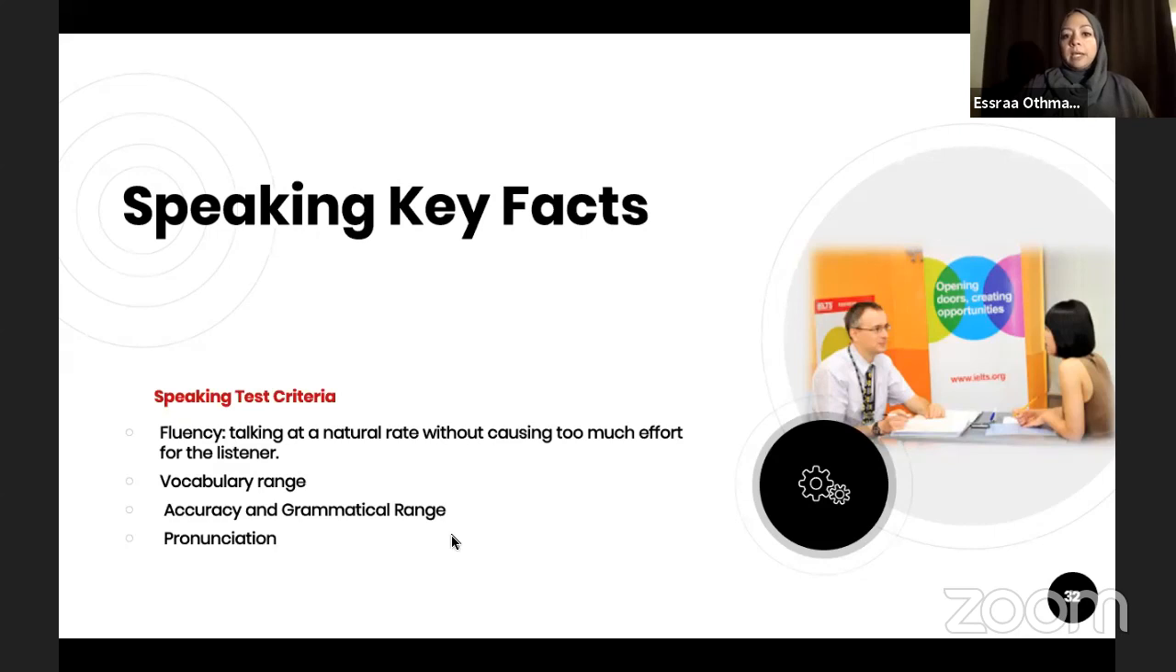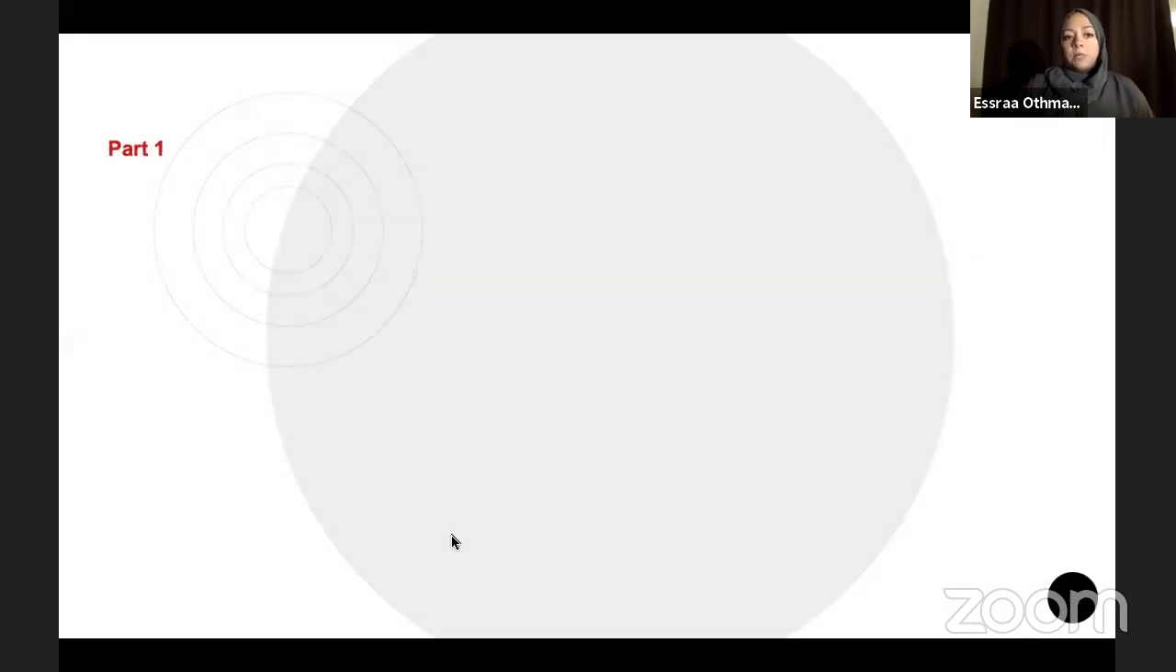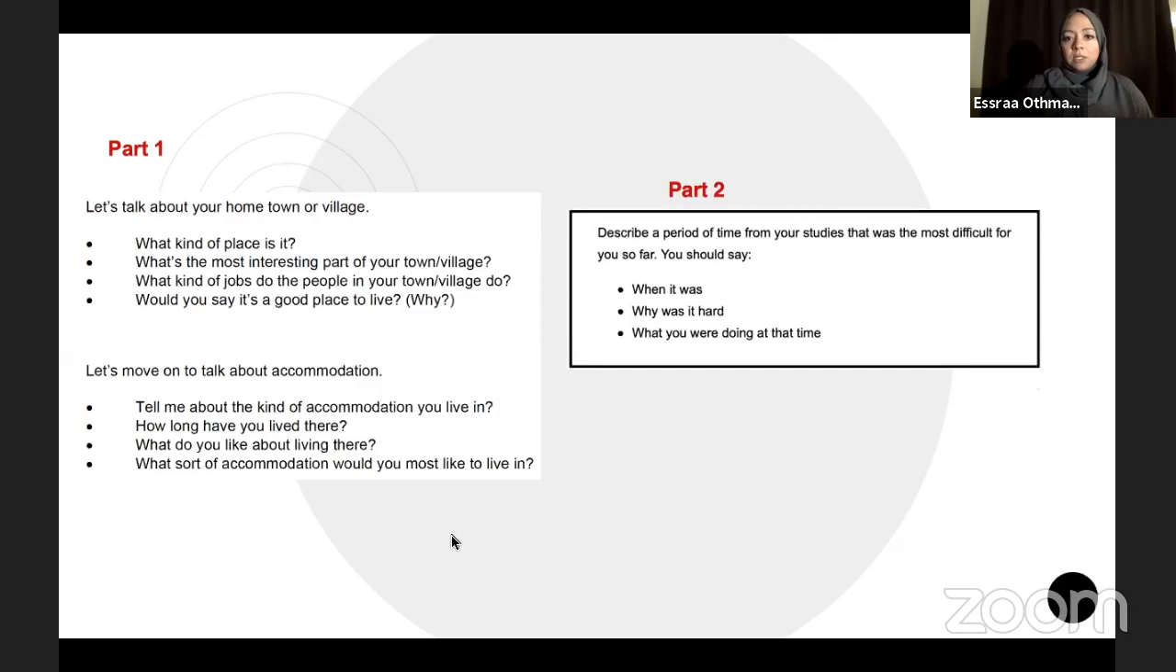Okay, now when it comes to sample questions, the sample questions for part 1, as we said, are going to be more of a getting-to-know-each-other part. So for example, let's talk about your home, let's talk about your village, let's talk about accommodation. As you can see, these are get-to-know-you type of questions. And you're not going to be asked to give long answers for this part. But for the second part, this is the part that you're going to speak for the longest time.